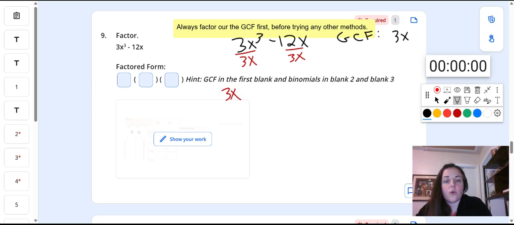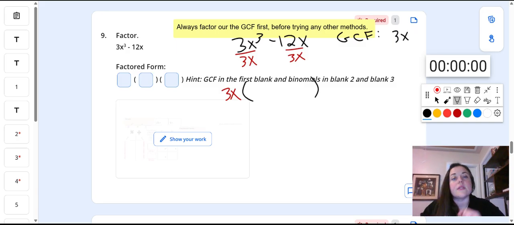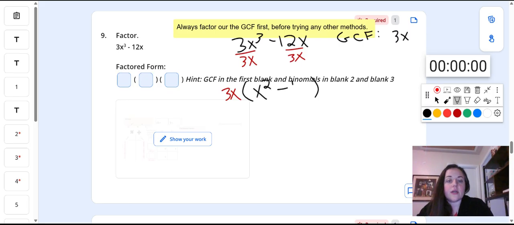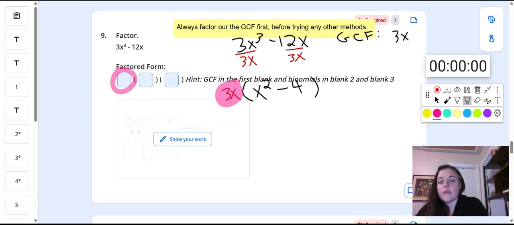The GCF always comes to the outside of the parentheses. Remember, when we first talked about GCF, we said that meant undistributing. So that's undistributing property. If you do that, you're going to be left with x squared minus 4. So now we know we've got a 3x that goes here.